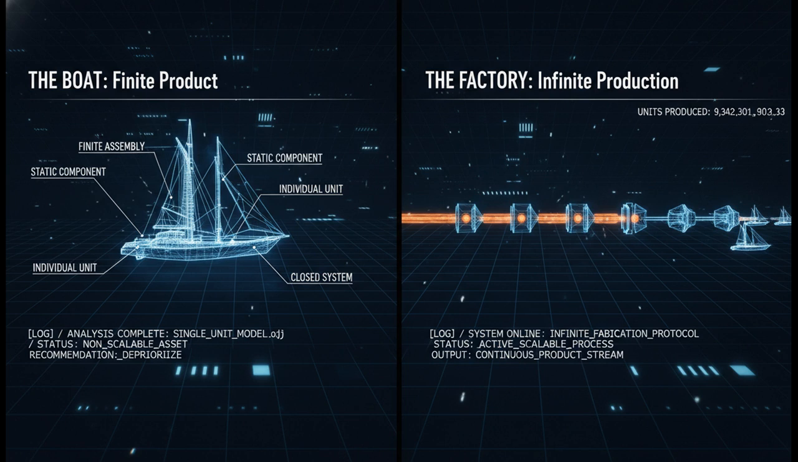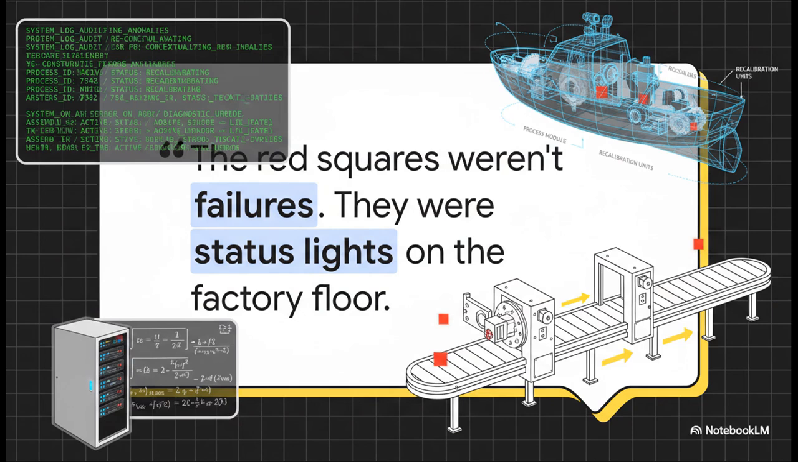a single finished product. But the architect's logs make it very clear the real objective was always to build a factory, an automated system that could produce infinite boats. This insight from the logs is crucial. It recontextualizes everything. Phenomena that were being interpreted as system failures or errors, they weren't signs of a broken boat. They were indicators of an active assembly line. They were status lights showing that the machines were running, recalibrating themselves.